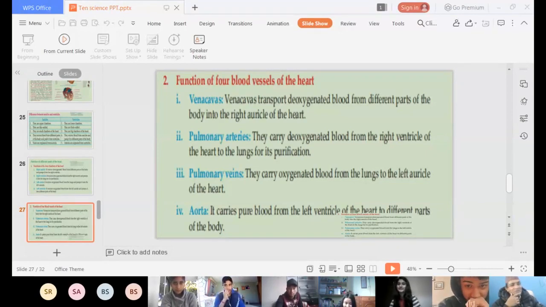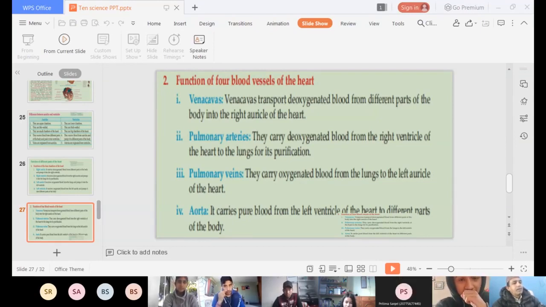Later we discuss the functions of blood vessels: vena cava, pulmonary artery, pulmonary vein. No, no. Again, your position is not up to date, Babu. You can go a little bit back. Yeah, go a little bit back. More back. Yes, sir.